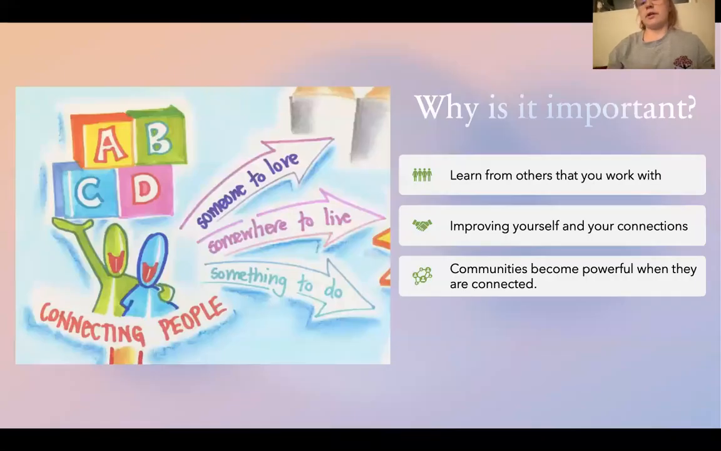Why is it important? We learn from each other, we improve ourselves and our connections, and our communities are more powerful when we're all connected. I keep repeating this because it's so important.